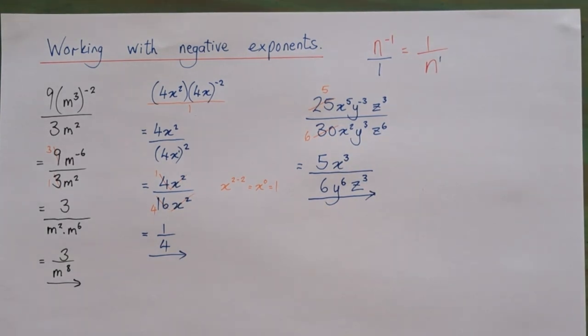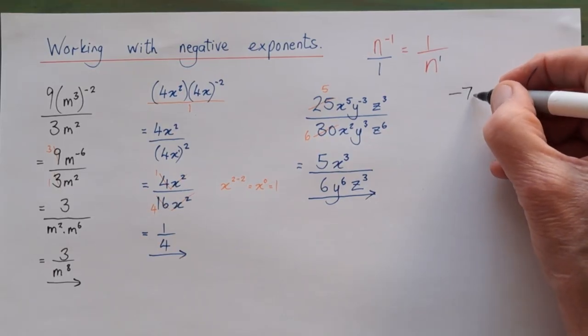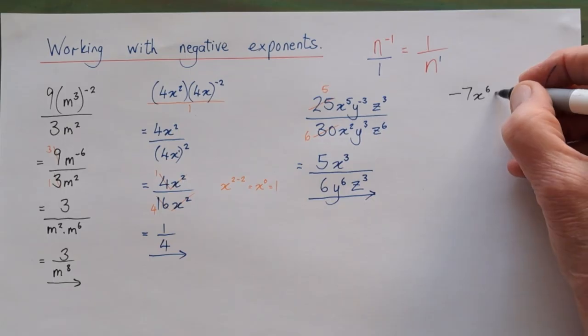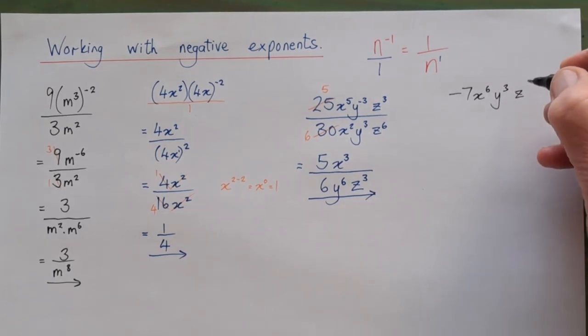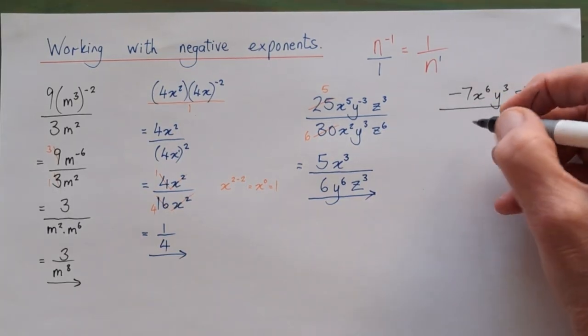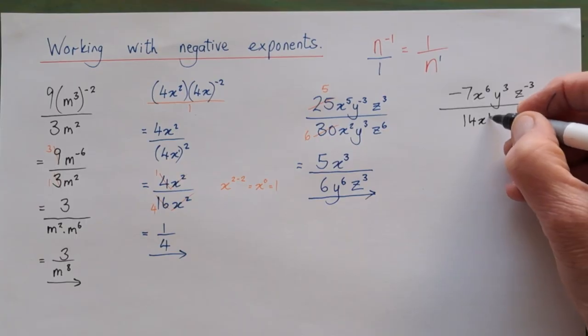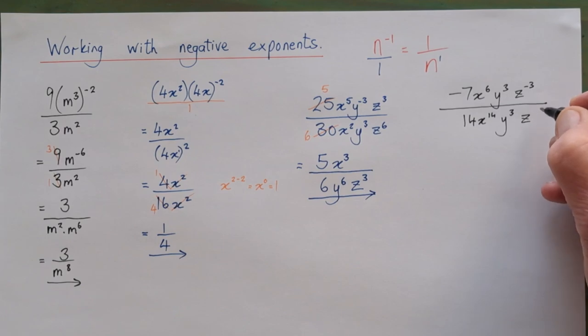Right, let's bring in a negative number now. We haven't had one yet. A negative coefficient, that is. Y cubed z to the power of negative 3 all over 14 x to the power of 14 y to the power of 3 z to the power of 2.